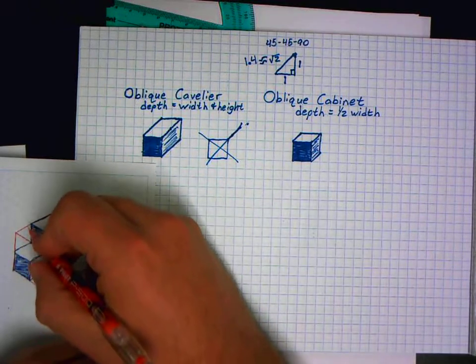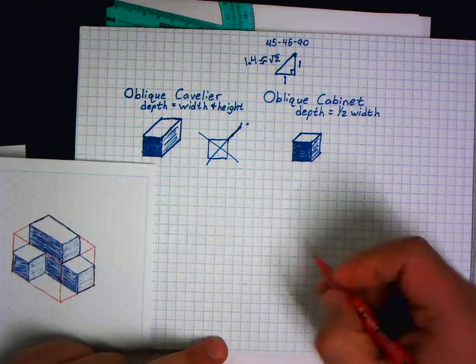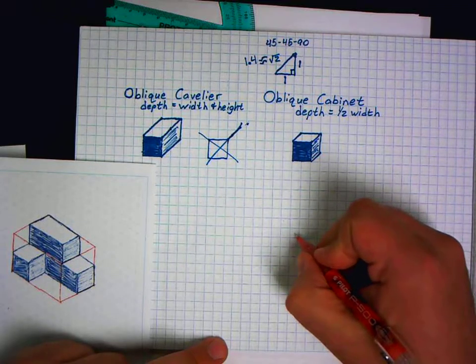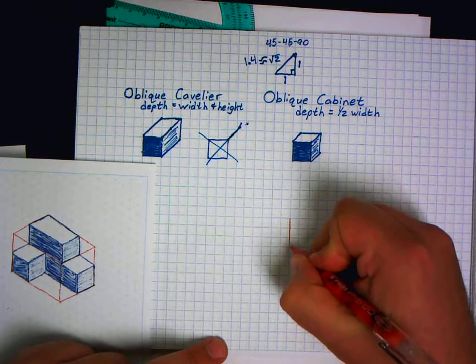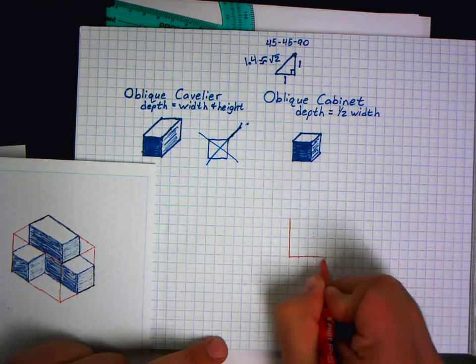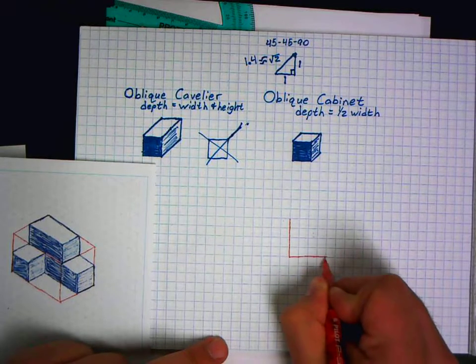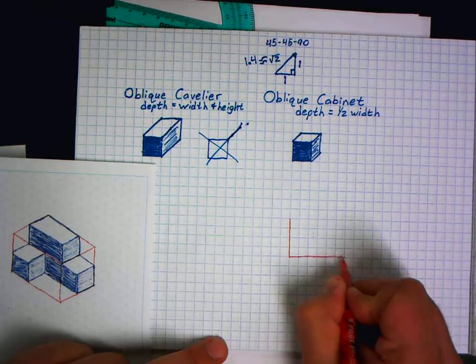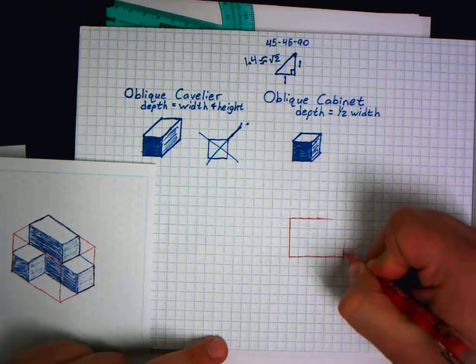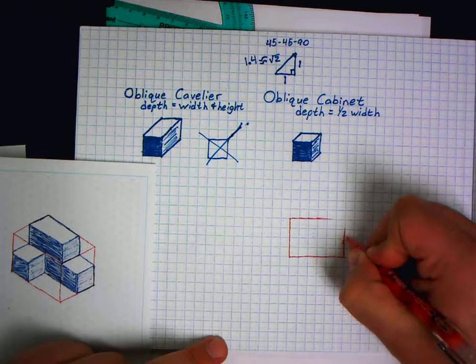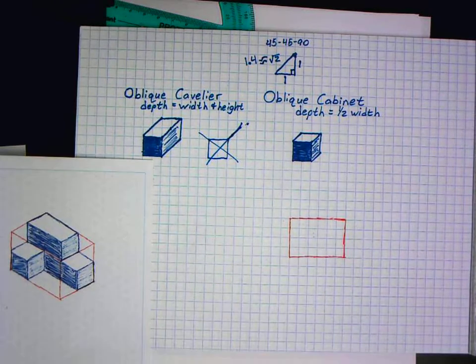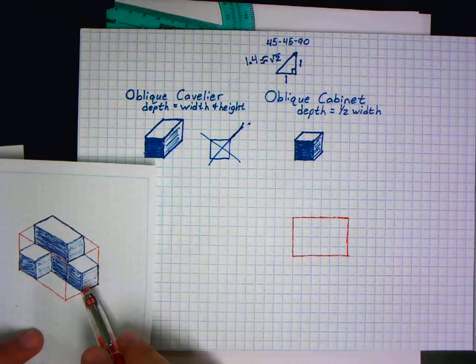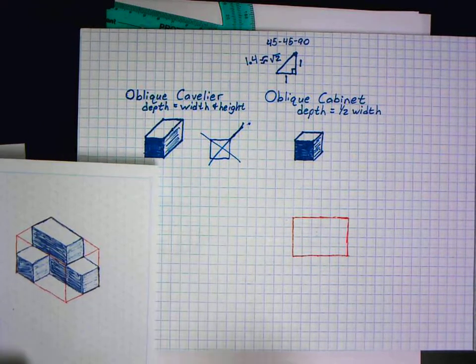I want to do 4 by 6. So 1, 2, 3, 4. 1, 2, 3, 4, 5, 6. The distance back, right? So this goes 2 blocks, 4 squares. So how many squares am I going to actually go back? 2.